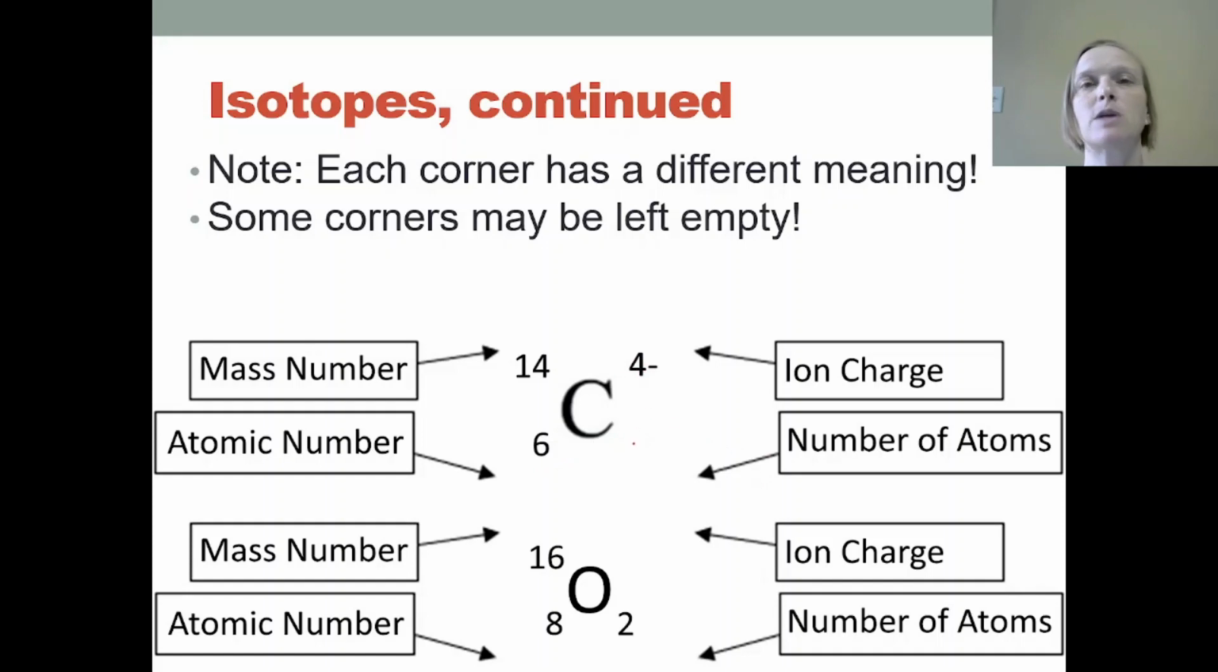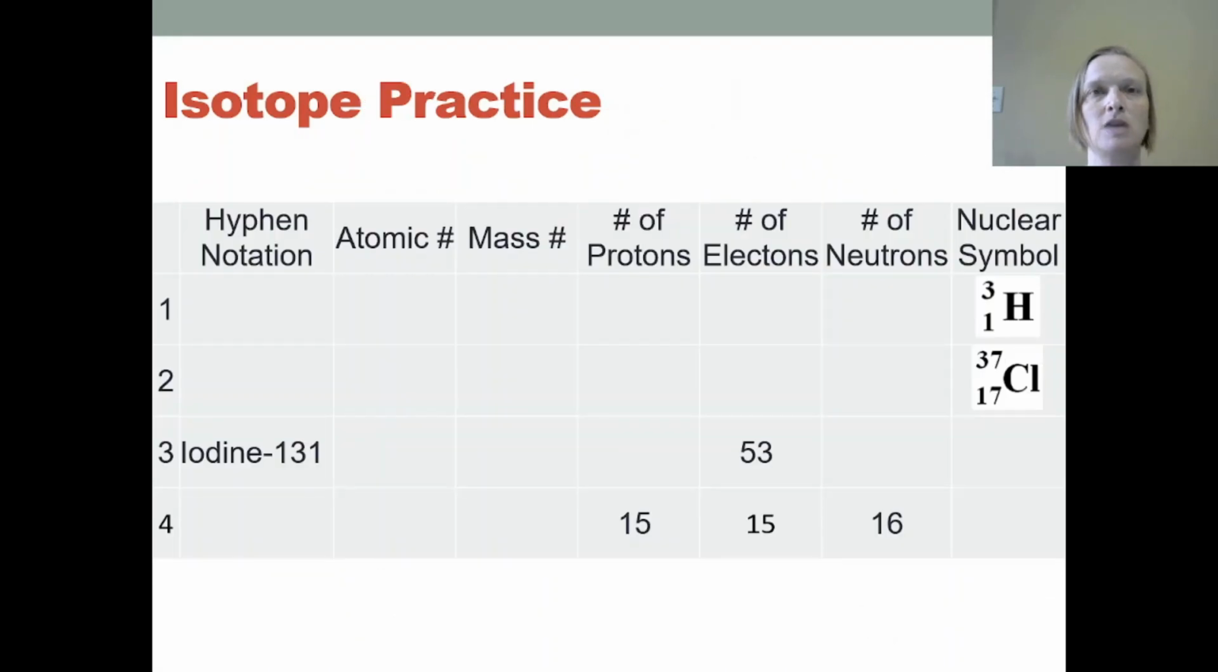The number of atoms goes in the bottom right corner. But here I don't have a molecule, so I've just left that blank, and that's okay. And it's okay for corners to be left blank. The important thing is to use the right corner for the right number. And that takes practice and studying and reviewing your notes. So let's do some isotope practice. I'll do the first one with you, and then you can pause before each subsequent example and make sure that you're doing them correctly.